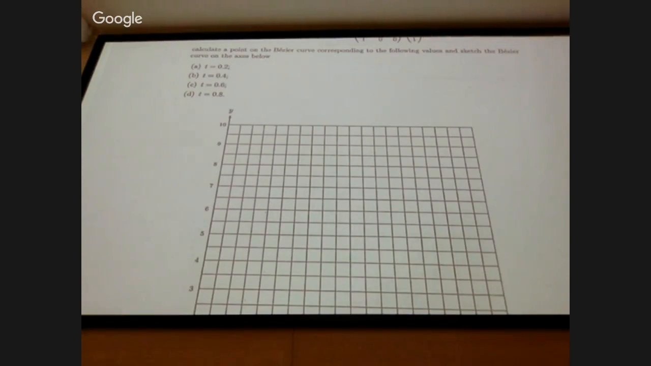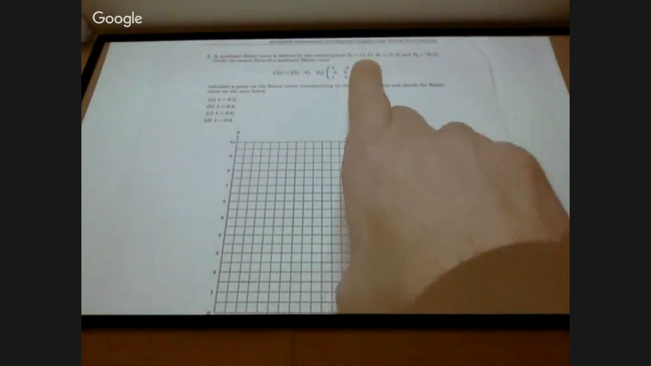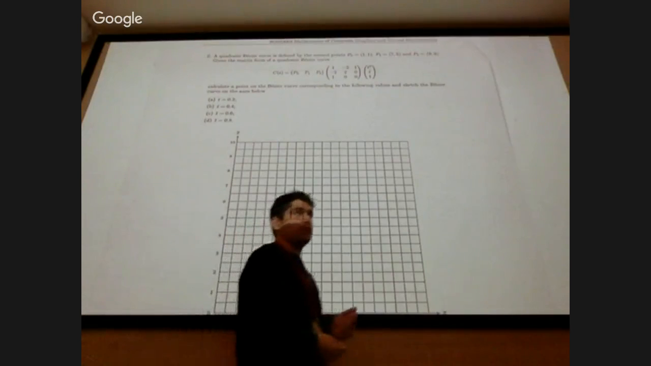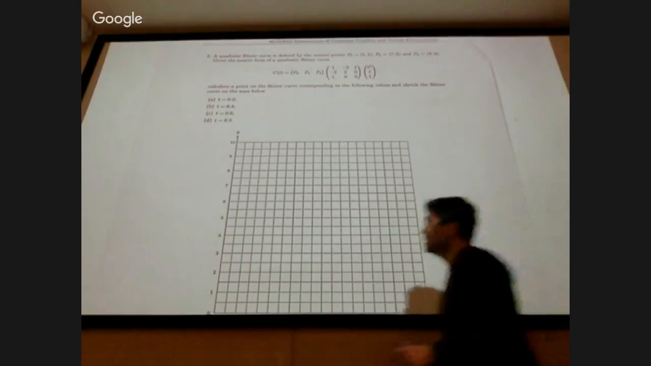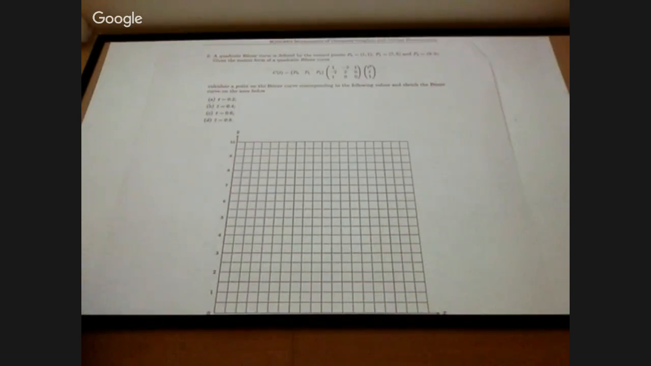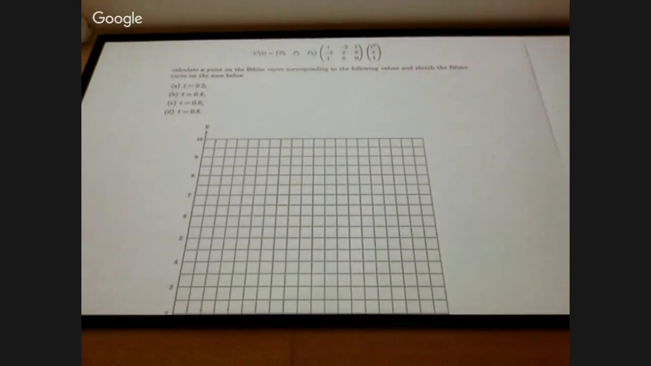Right, so hopefully your ears prick up. This is going to help you with assignment 11. Okay, so I've given you 3 control points, P0, P1, P2. And I've also given you the matrix equation for the quadratic Bezier curve. Okay, so what I want you to do is calculate the points on the quadratic Bezier curve corresponding to the following values. So I've given you 4 values of t. I want you to calculate that point.